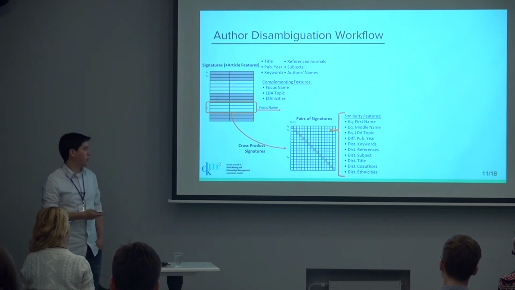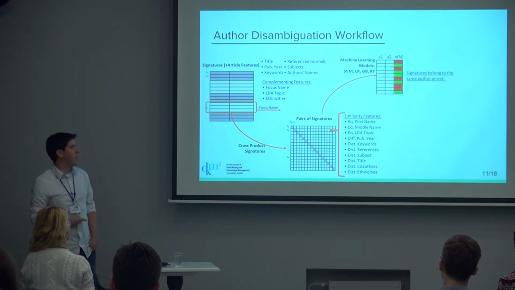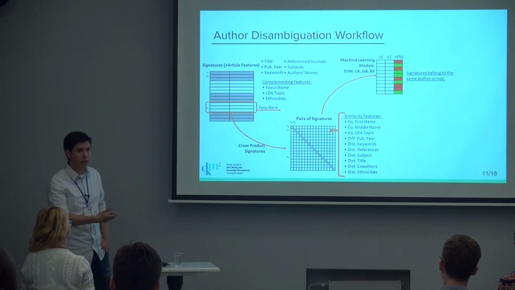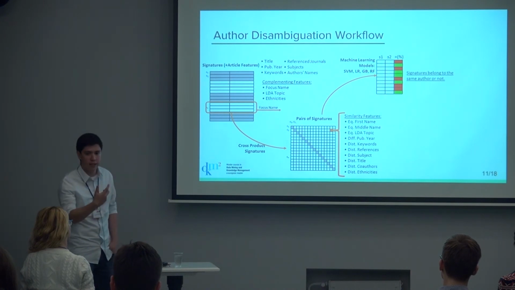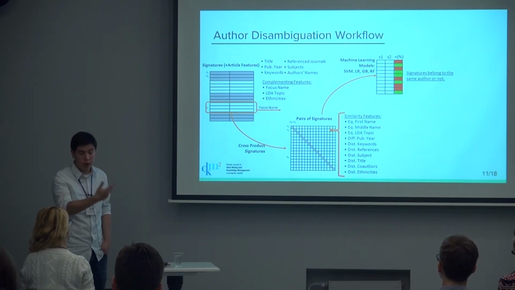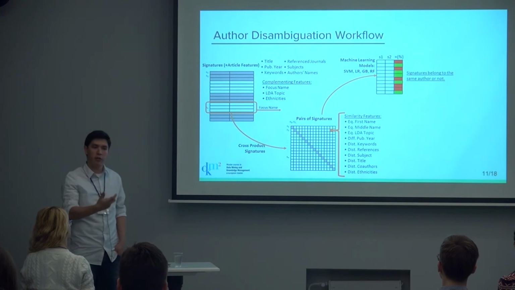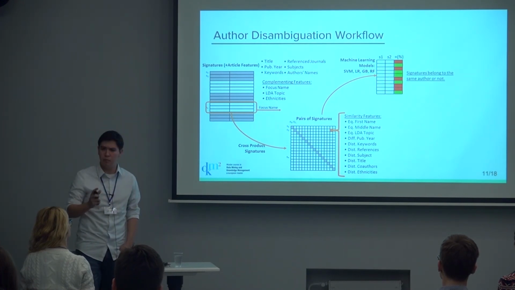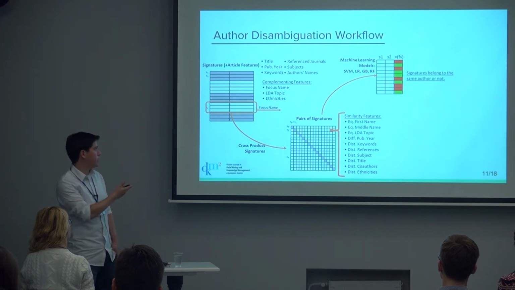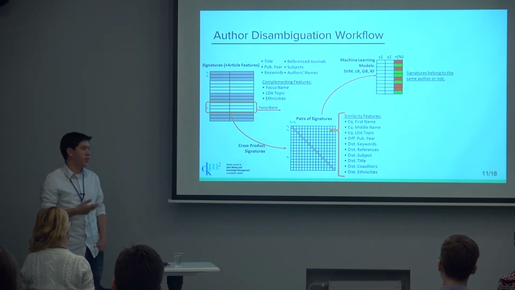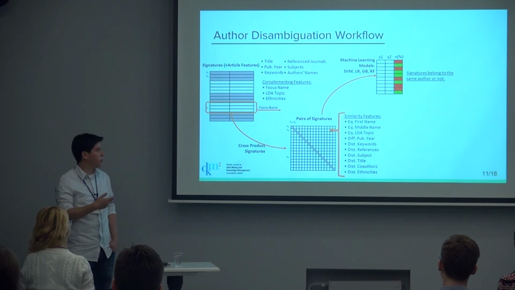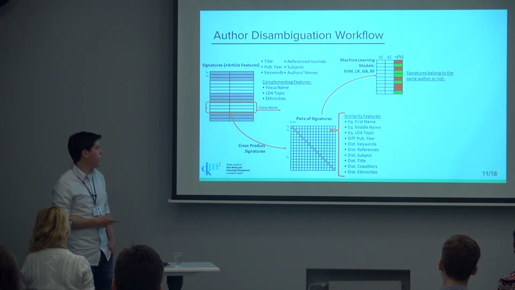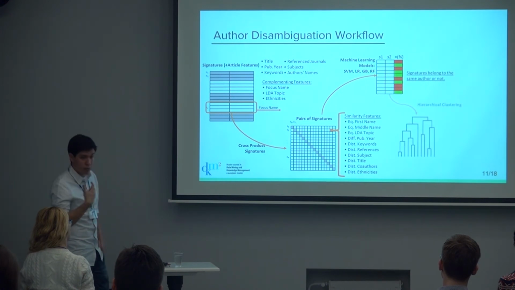Now, what do we do with that? We use some machine learning algorithms, and we build different models that tell us the probability that two signatures belong to the same real author. So for that, we built an SVM model, a logistic regression, a gradient boosting model, and a random forest. And at the end, we compare the results. And finally, that is what we are looking for.